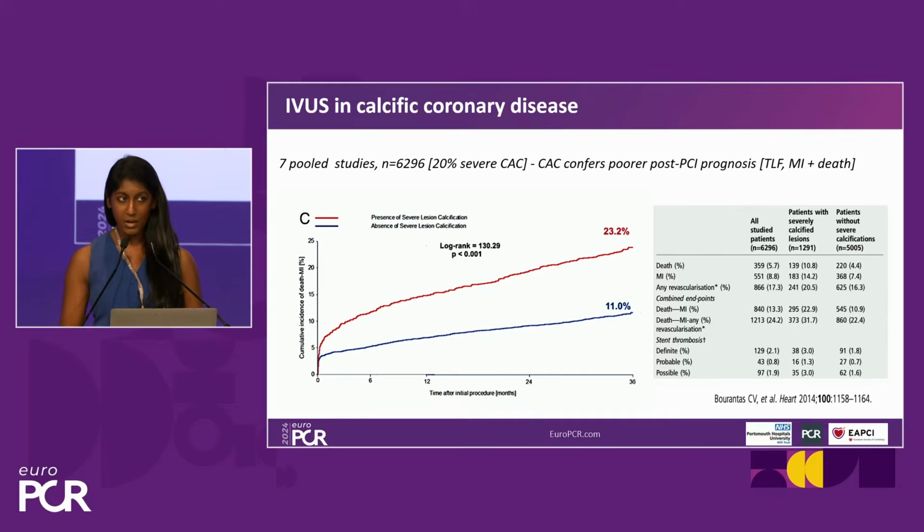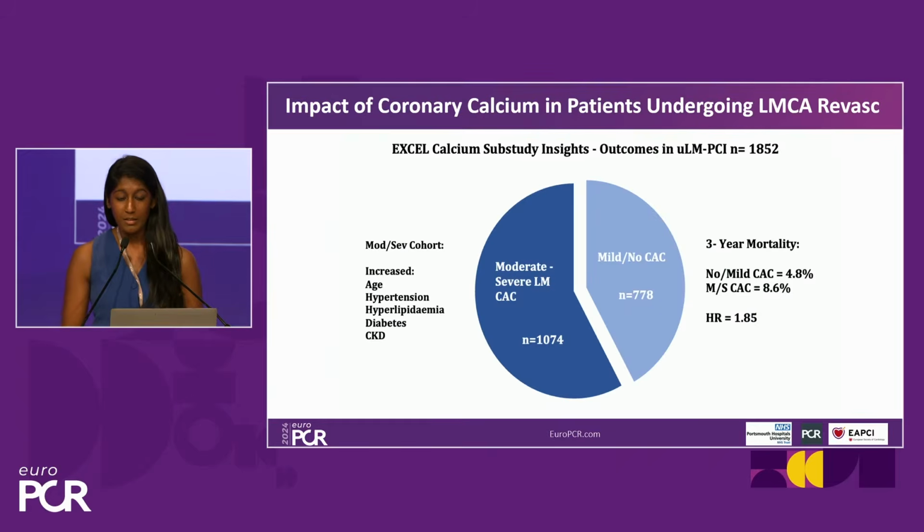So why use IVUS in calcific coronary disease? Well, because calcium is a real problem and we're struggling with older and more comorbid patients. This is data from 7 pooled studies showing that if you had severe calcium in a lesion, you were twice as likely to have a cumulative incidence of death or MI. This was translated into left main PCI, so the EXCEL calcium sub-study that looked at IVUS in left main also looked at calcium and showed that the 3-year mortality rate if you had moderate to severe calcium in the left main was almost double. So again, calcium is not nice.